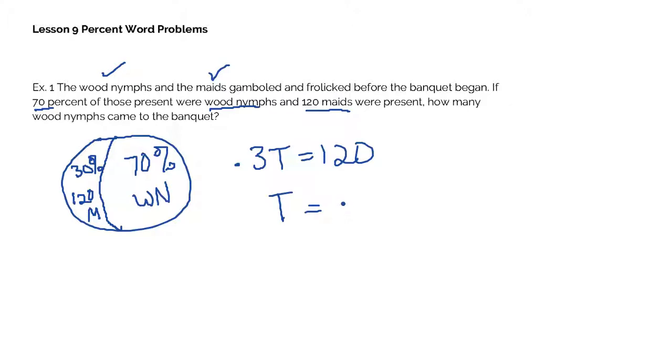How many wood nymphs came to the banquet? Well, we have the total number of people would be 400. So we would just take 400 minus 120. So we would get 280 were wood nymphs.